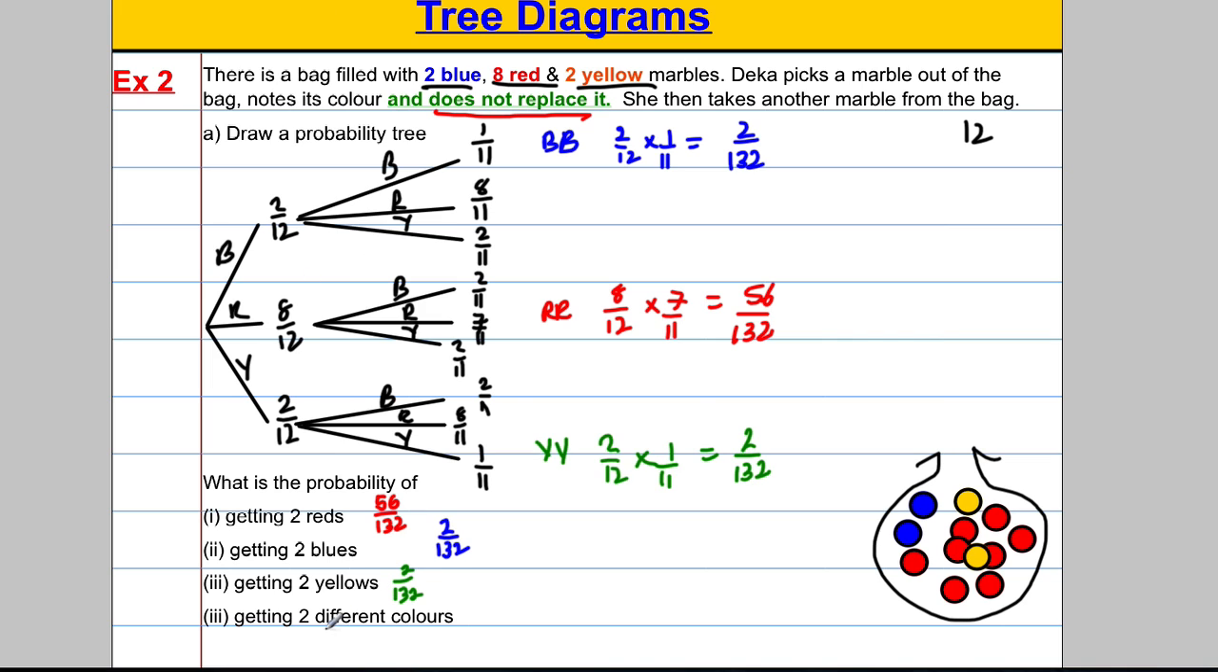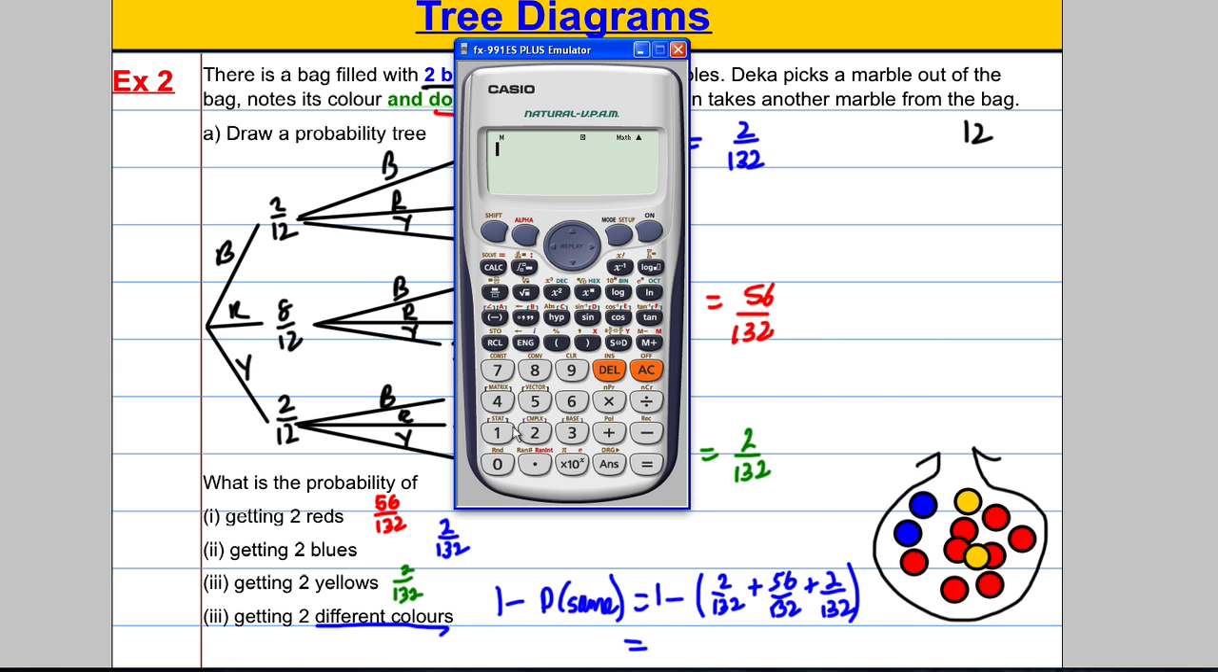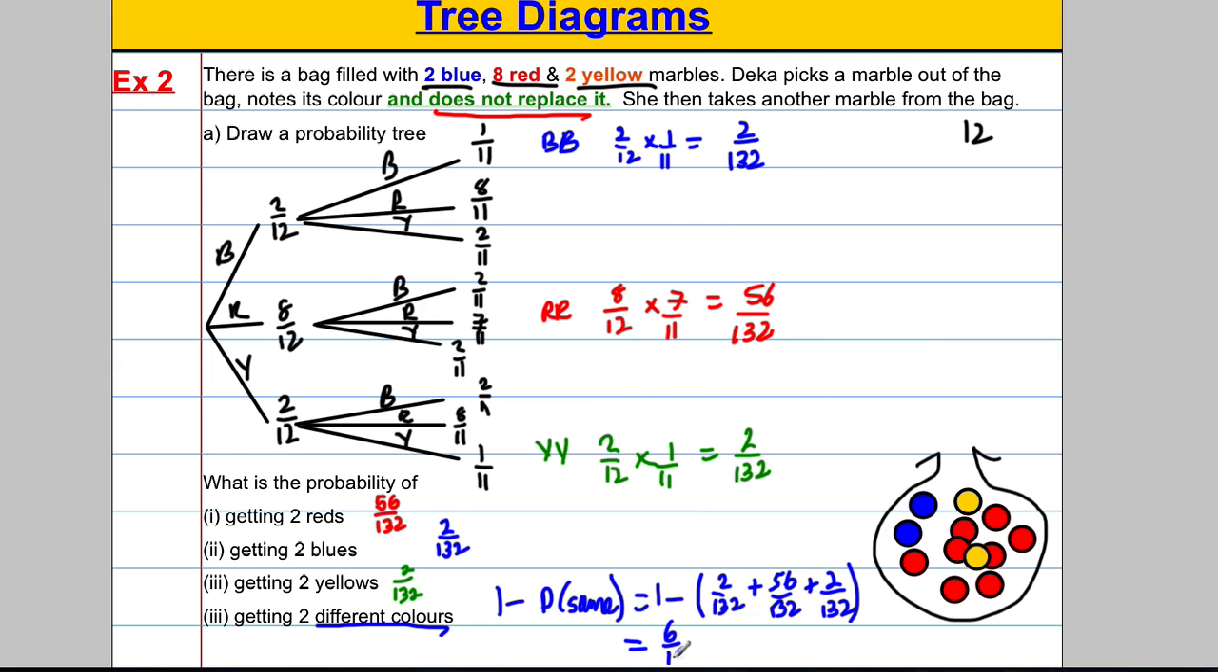And the probability that they are different, well, I could do 1 take away the probability that they're the same, i.e. 1 take away all of these added up. So 2 out of 132 plus 56 out of 132 plus 2 out of 132. 2 add 2 is 4, add this is 60 out of 132, and I know that 1 take away 60 out of 132 is equal to 6/11, so I can just write 6/11ths there.